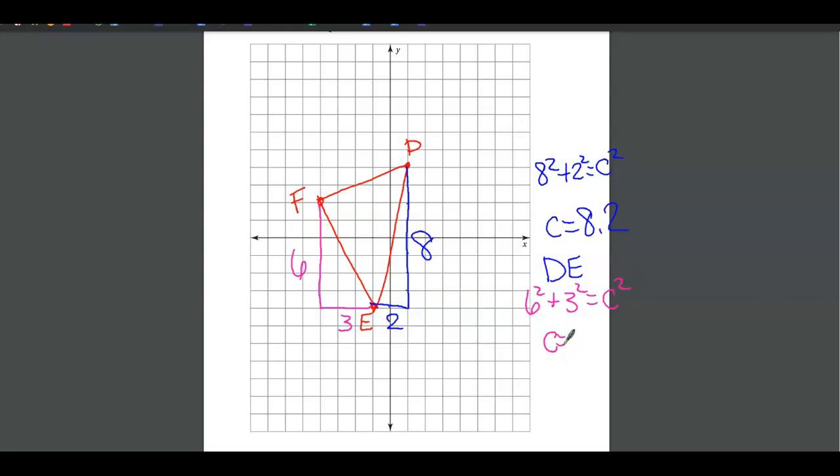C should equal 6.7 when rounded to the nearest 10th. And that again is EF. And your last triangle, I can go up and over to make a right triangle. This side length would be 2, and this would be 5. Therefore, it would be 2 squared plus 5 squared equals c squared.